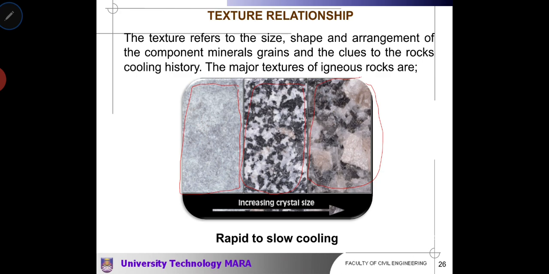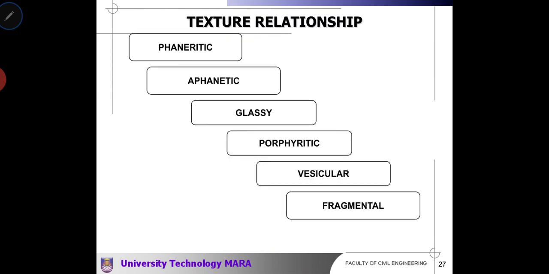So this is very much related to the cooling process. If the cooling process is fast, we get the fine grain. If the cooling process is slow, we get the coarse grain formation. And all of this is described in 6 different types of igneous rock texture. The first one is phaneritic, aphanitic, glassy, porphyritic, vesicular, and fragmental.